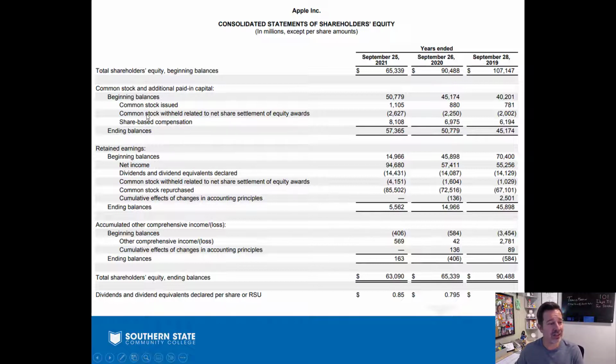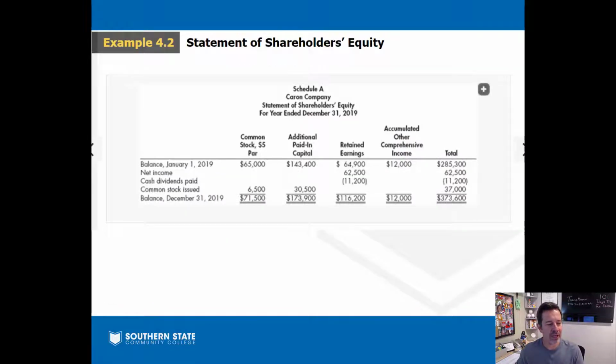I mean, you take a look here. There's the common stock, beginning balance, what they issued. You have some share-based compensation here, which can also be stock issued. You can see they got their ending balance. Retained earnings: they got their beginning balance, the net income, subtract out the dividends they declared, subtract out the stock they bought back, then they've got the ending balance. We'll talk more about treasury stock and that stock buyback in a few chapters. And then they got their other comprehensive income right there. Beginning equity balance, ending equity balance.